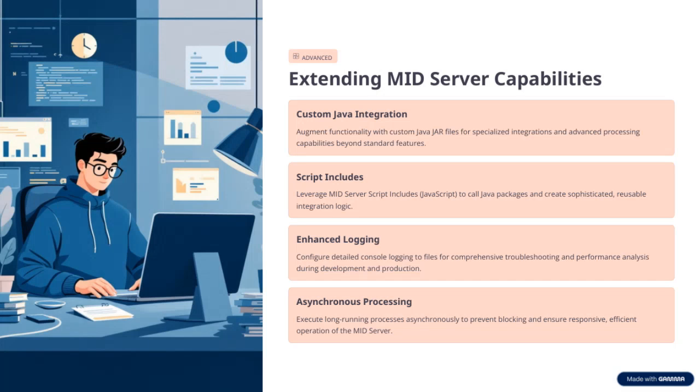Now, let's talk about executing long-running processes asynchronously. This is really important because it helps us prevent blocking, ensuring that the mid server remains responsive and operates efficiently. By running these processes in the background, we avoid slowing down other critical tasks, which keeps everything running smoothly.